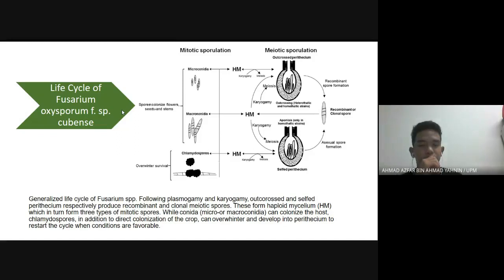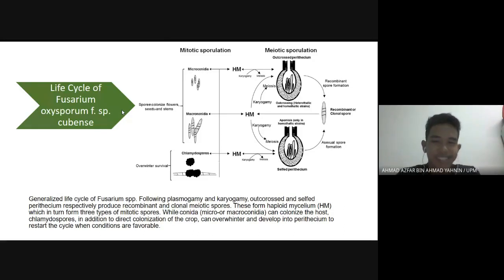Okay, next, generalized life cycle of Fusarium spp. Following plasmogamy and karyogamy, crossing and self-perithecium respectively produce recombinant and clonal meiotic spores. These form haploid mycelium, which in turn form three types of mitotic spores, while conidia, micro or macroconidia, can colonize the host. Chlamydospores, in addition to direct colonization of the crop, can overwinter and develop into perithecium to restart the cycle when conditions are favorable.